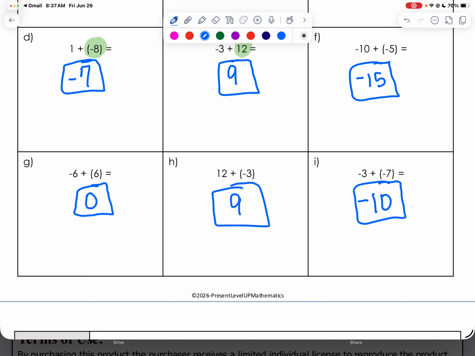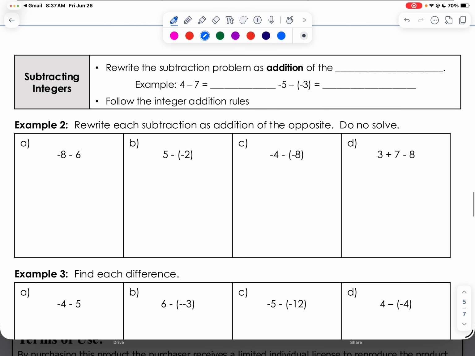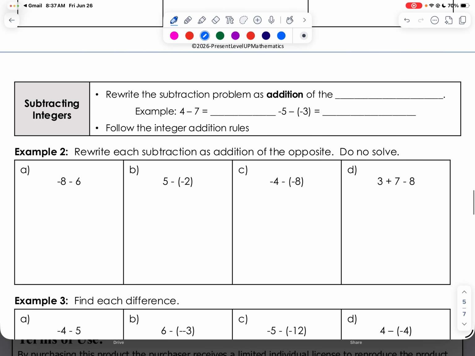Now let's talk about subtracting integers. The thing about subtraction is all subtraction problems can be written as addition problems. So when you get a subtraction problem, you want to rewrite that problem as addition of the opposite. For example, 4 minus 7 is the same thing as 4 plus negative 7. Addition of the opposite.